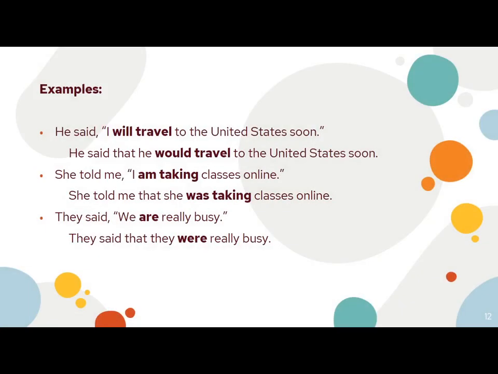So here we have, he said I will travel to United States soon. So here we have, he said that he, because we're using the modal will, I'm going to use would, and I'm not going to use the same pronoun I, because I'm referring to something that he said. And if he said I will travel, it's because we're talking about the same person. He said that he would travel to the United States soon.